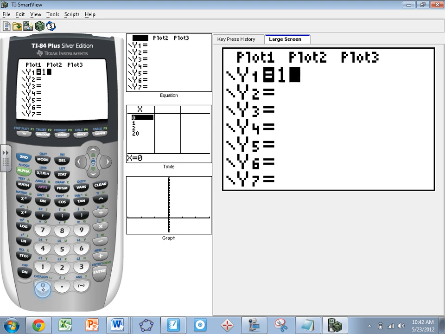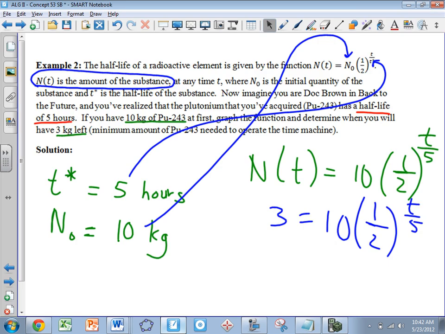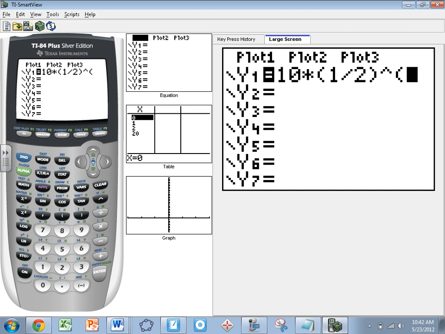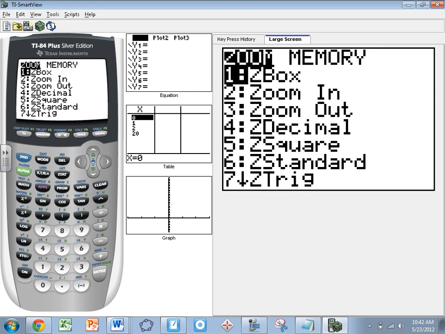10 times, parentheses, 1/2 to the, what's the power again? T over 5. We just wrote this. Let's go. T over 5. Now, I'm putting it as x over 5 because we don't have a t here. Remember your parentheses. 1/2 is a fraction. It needs to be considered to be a fraction. If you don't use the parentheses, it will not work the same. Same thing with t over 5. T over 5 is a fraction. It needs parentheses around it. Now let's hit zoom 6, please.